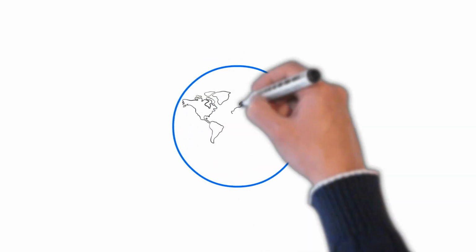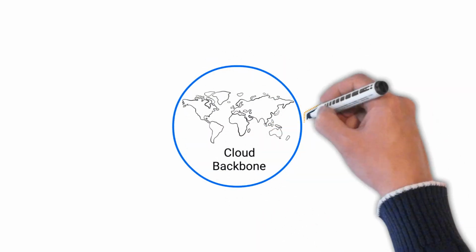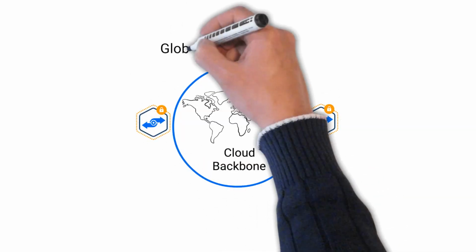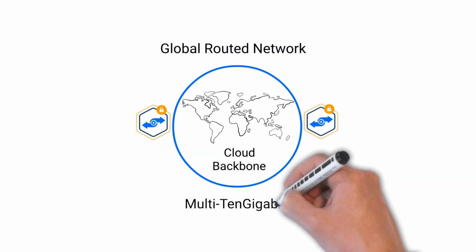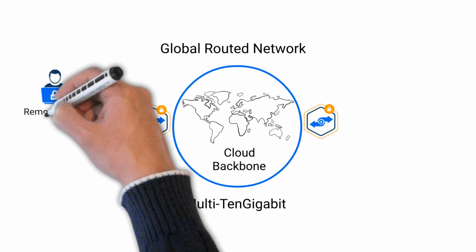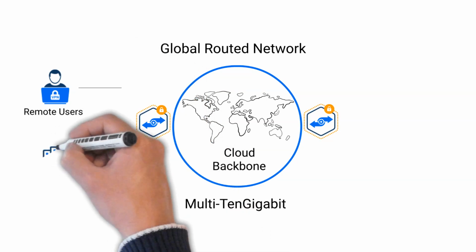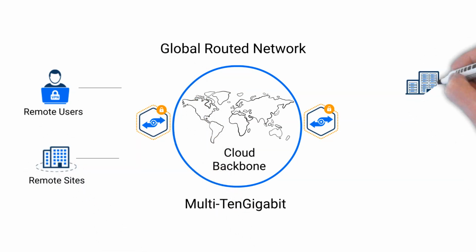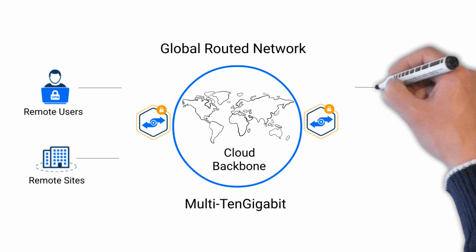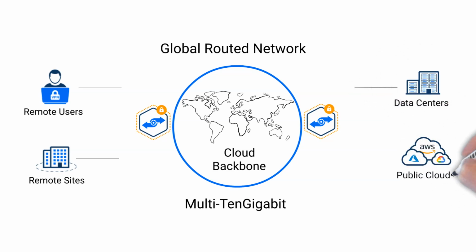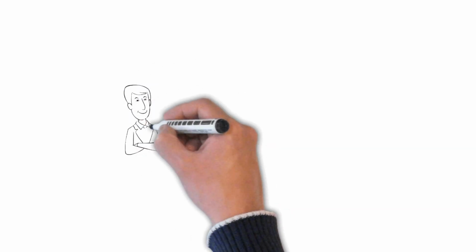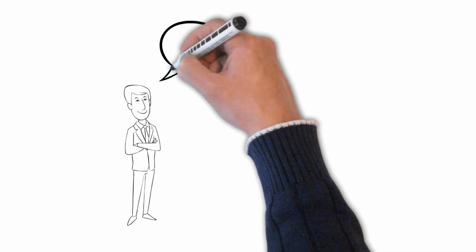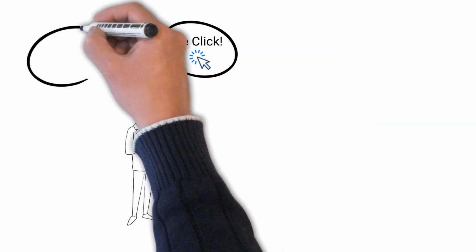With Alkira Cloud Backbone, enterprises can now establish end-to-end and any-to-any multi-10 gigabit routed network connectivity across the globe by simply choosing locations on a map. All remote users, remote sites, data centers, and public clouds connect to the geographically closest location. The entire cloud backbone is provisioned with a single click of a button and is available for use in minutes.